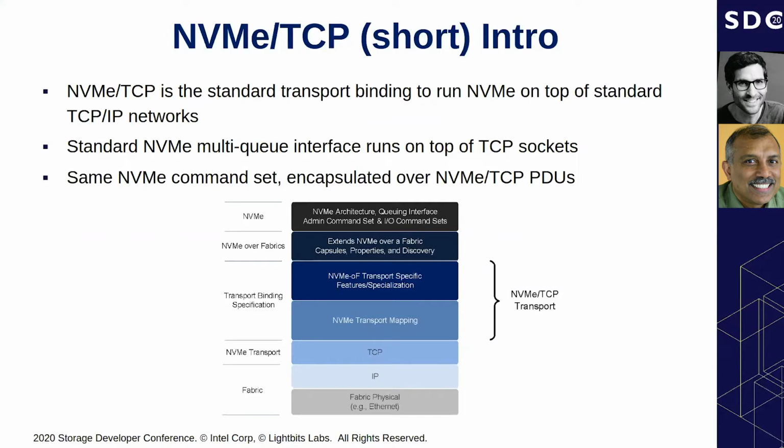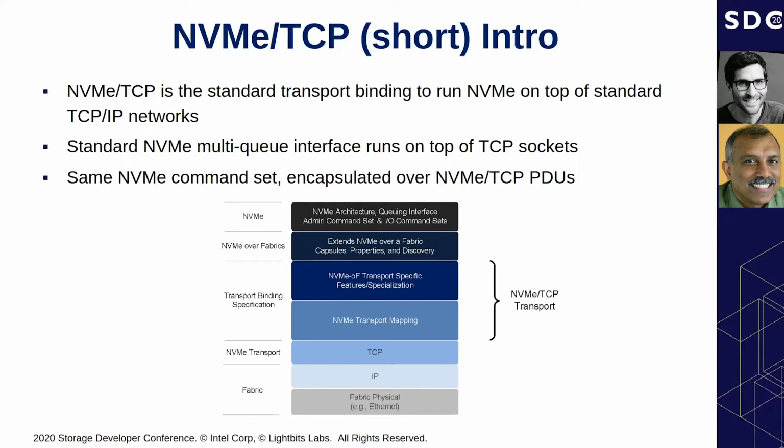So NVMe over TCP is basically the standard transport binding that runs NVMe on top of standard TCP IP networks. That's all it is. It has a standard NVMe multi-queue interface that just happens to run on top of TCP sockets. It's the same NVMe command set, just encapsulated over what we call NVMe over TCP protocol data units, or PDUs.